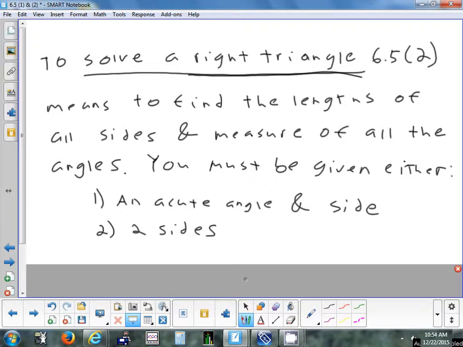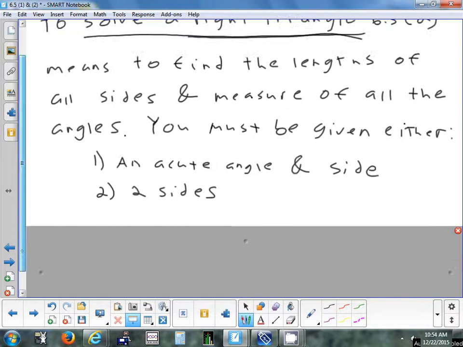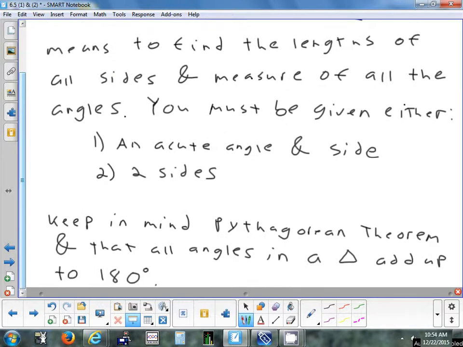All right, so we'll look at one example of each case. Keep in mind the Pythagorean theorem. We might be able to use that to help us. Also, the fact that all the angles in a triangle add up to 180. That's important. Any questions?